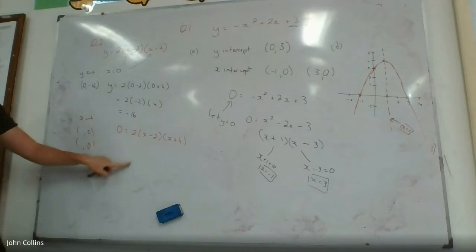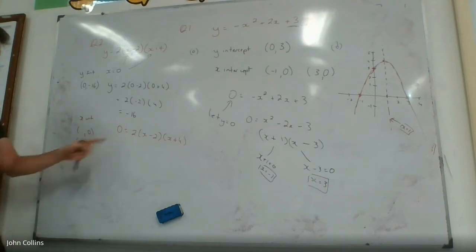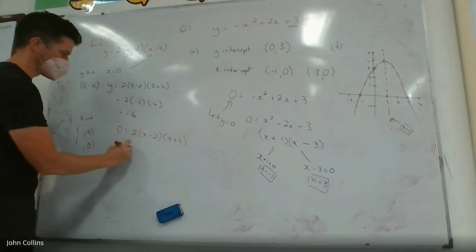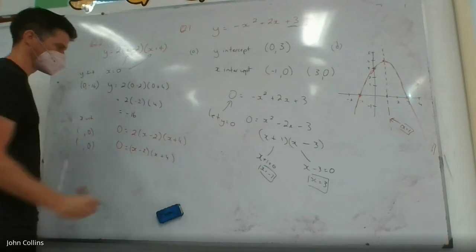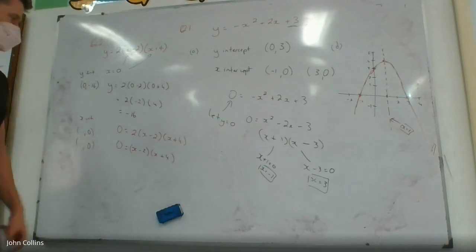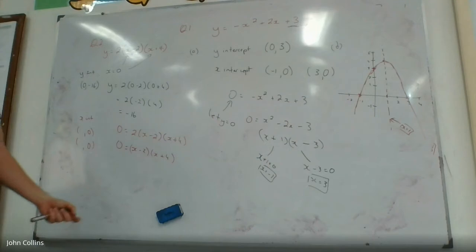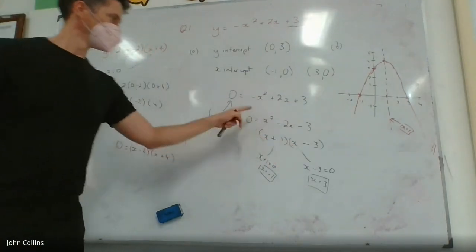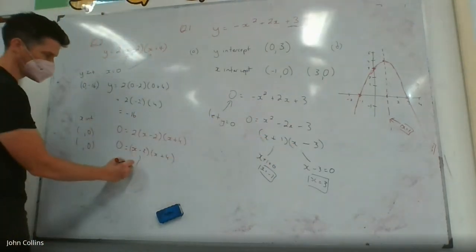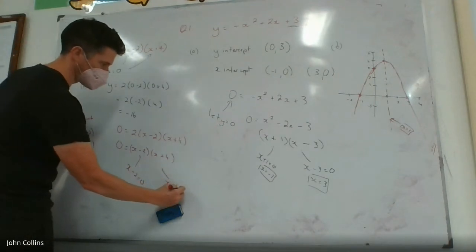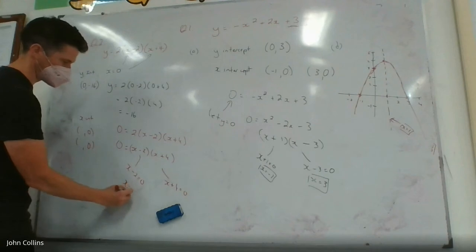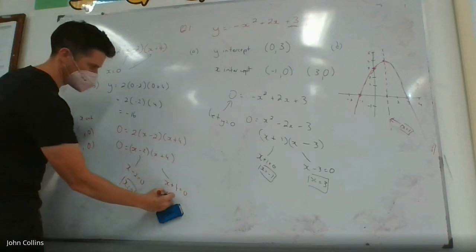I don't want a 2 here, so I'm going to divide both sides by 2. Dividing 0 by 2, it disappears. So I just have 0 equal to x minus 2 times x plus 4. And this is already in the form we want. We had it here, exact same. So I'm done. X minus 2 equals 0, and x plus 4 equals 0. X is equal to 2, and x is equal to negative 4.